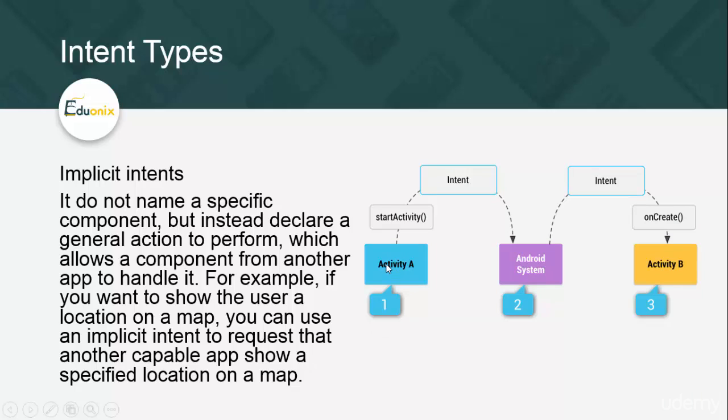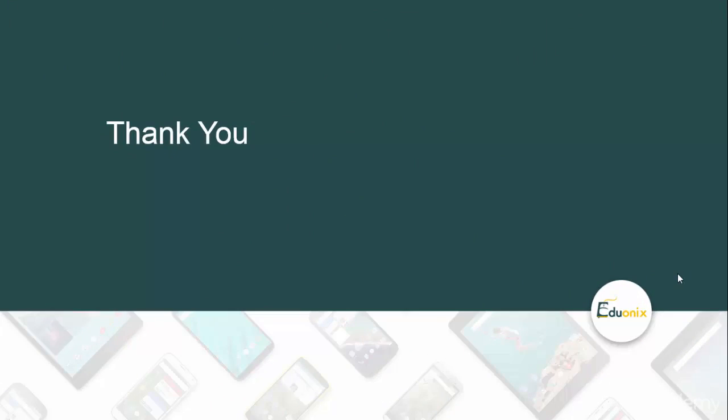As the first step, an activity, Activity A in this example, creates an intent with an action description and passes it to the start activity method. Then, the system searches all apps for an intent filter that matches the intent. Finally, when a match is found, then the system starts the matching activity, which is Activity B in this case, by invoking the onCreate method and passing it the intent. This brings us to the end of our discussion on intents.